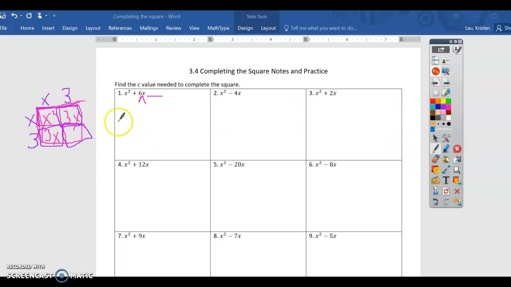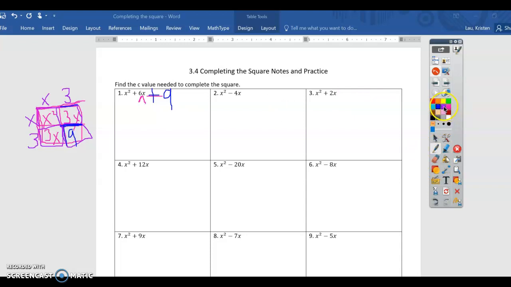Okay? So what do I need to add to this box? So the dimensions of this box, this side is 3. This side is also 3. So 3 times 3 is 9. So I need to add a positive 9. So that's my C value.